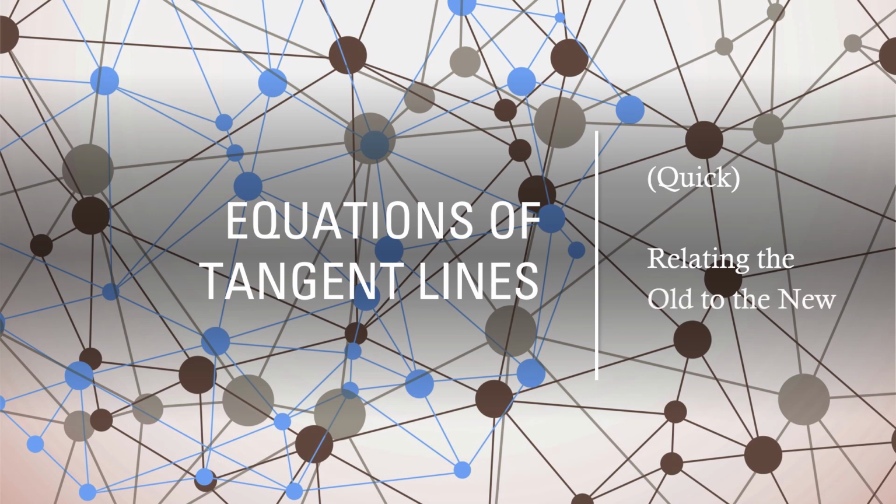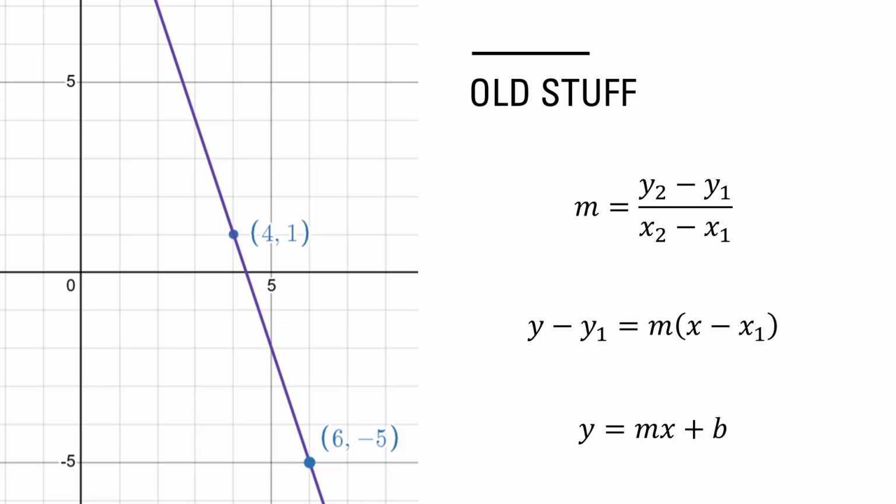Finding the equation of the tangent line is very similar to finding the equation of a line in algebra. We just have some new notation. In algebra, if I wanted you to find the equation of the line that goes through these 2 points, then I would start by saying, let's remember the slope formula, and let's remember the point slope form, and then let's clean that up and put it in slope intercept form.